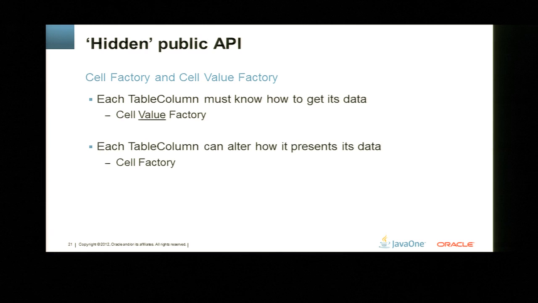You can, if you want, also give a cell factory. And the cell factory is responsible for altering how that data is presented to the user. So table column doesn't have a default cell value factory. If you don't give a cell value factory, you're not going to see anything in that column. It does have a default cell factory. Basically, it's just going to call toString on your node or on the object and present that as a label.